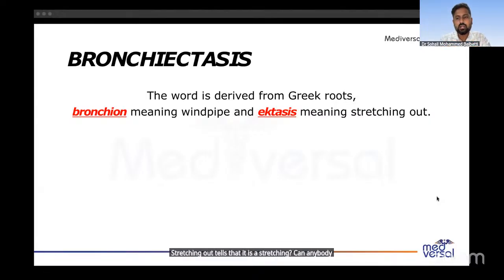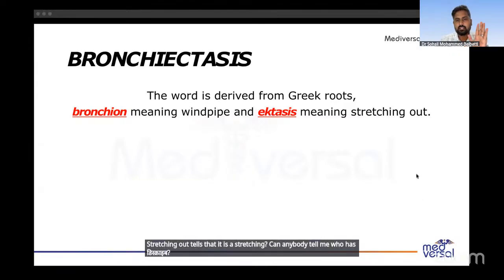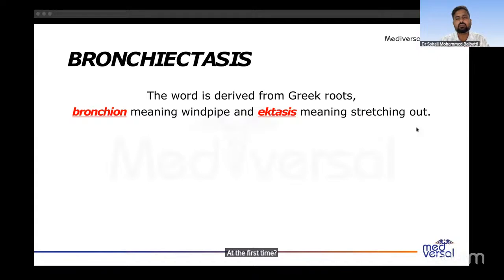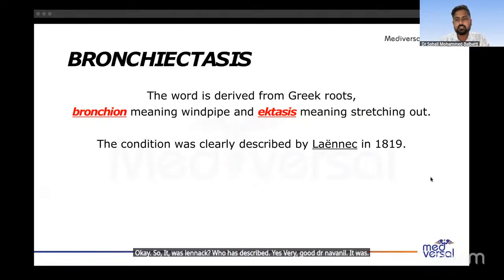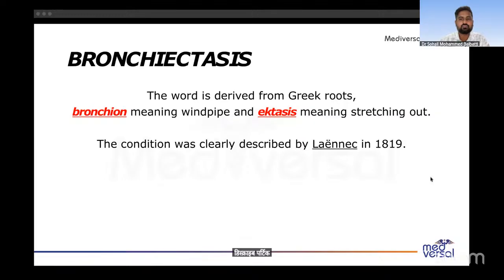Can anybody tell me who first described bronchiectasis? Any famous personality you know who described bronchiectasis for the first time? Okay, it was René Laennec who described it, yes, very good, Dr. Navanil. René Laennec described this particular disease for the first time in 1819. Can anybody tell me what is the other major significant contribution from Laennec? Yes, very good, Dr. Aisha.